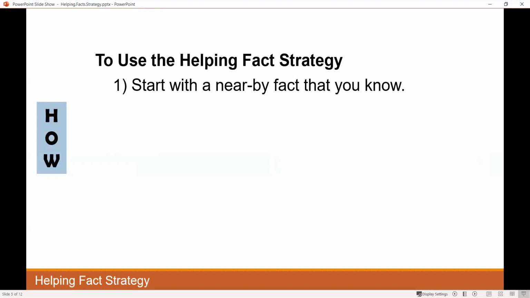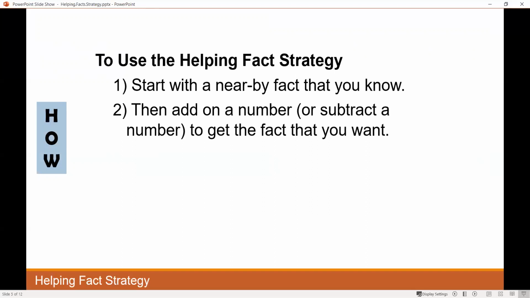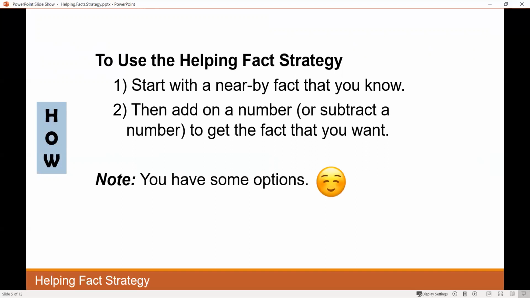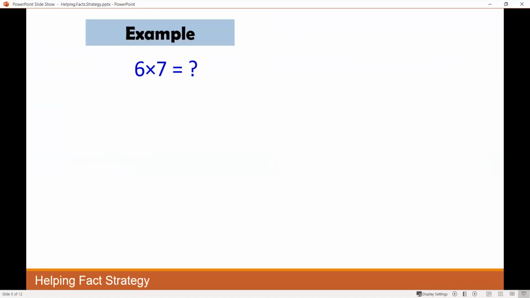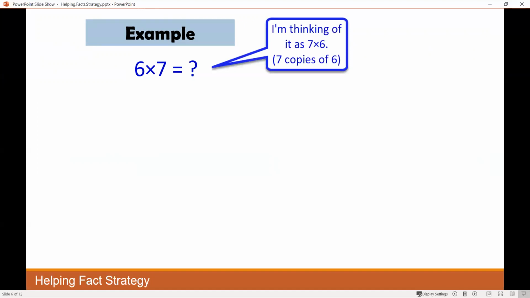First thing you do is start with a nearby fact that you know. Then you add on a number or subtract a number to get the fact that you want. So you've got some options, and that's a good thing. So let's do an example. Let's do 6 times 7. So what I'm doing in the first method here is thinking of this as 7 times 6. When I say 7 times 6, I'm thinking 7 copies of 6.